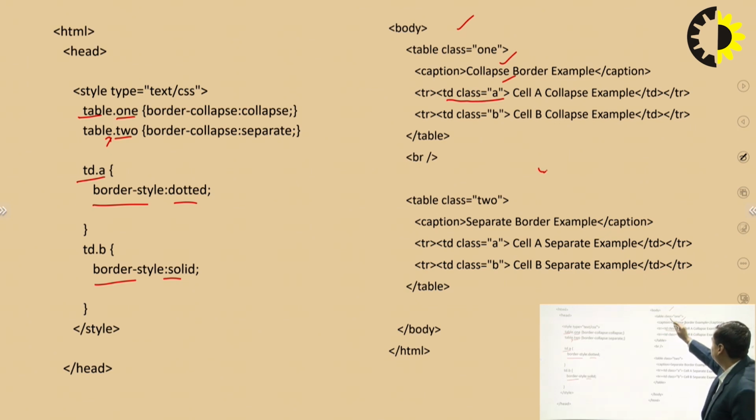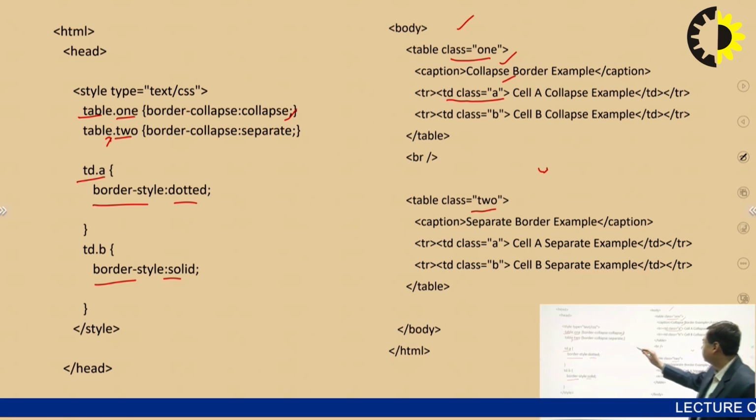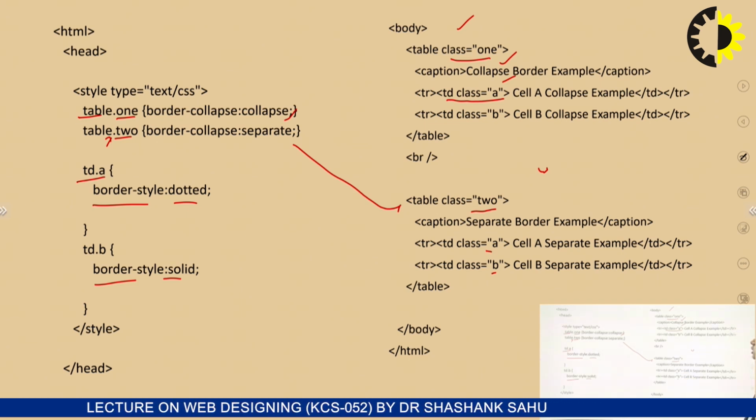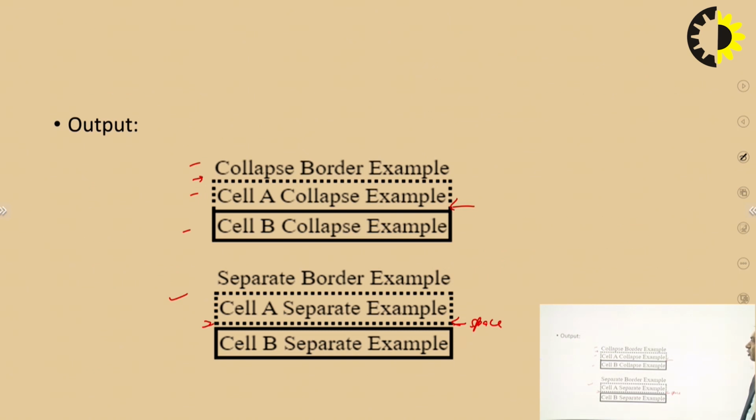Now in the first table we are using class 1, meaning whatever cells this table displays will be in the collapse format. Second, we are using class 2. So whatever this table displays, the cells will be in the separate format. Okay. See, internally we have set class A and B to display the border in dotted as well as in solid line. So it is a simple program to exercise the border-collapse property with the values collapse and separate.